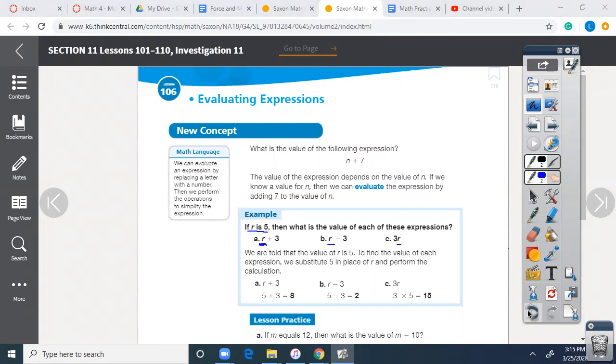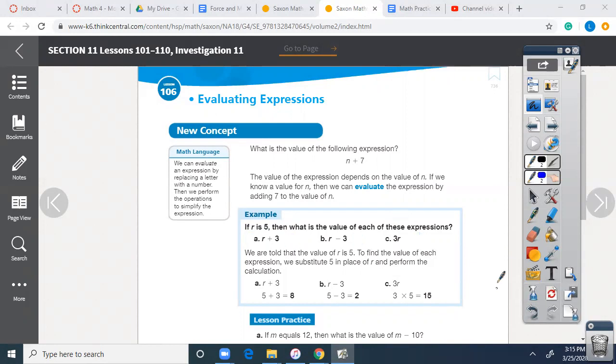5 plus 3 is 8. For this one, instead of R, we're going to say 5. 5 minus 3 is 2. Perfect. And remember, if you have a letter and a number right next to each other, that means you multiply them. So instead of R, we're going to say 5. So we're going to say 3 times 5 is 15. So that is all we are going to do.